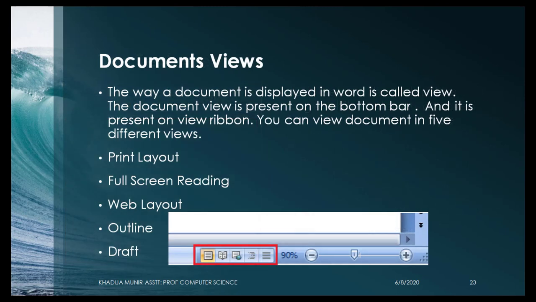Document views. The way a document is displayed in Word is called view. The document view is present on the bottom bar and it is also present on the View ribbon. You can view a document in 5 different views: print view, full screen reading, web layout, outline and draft.